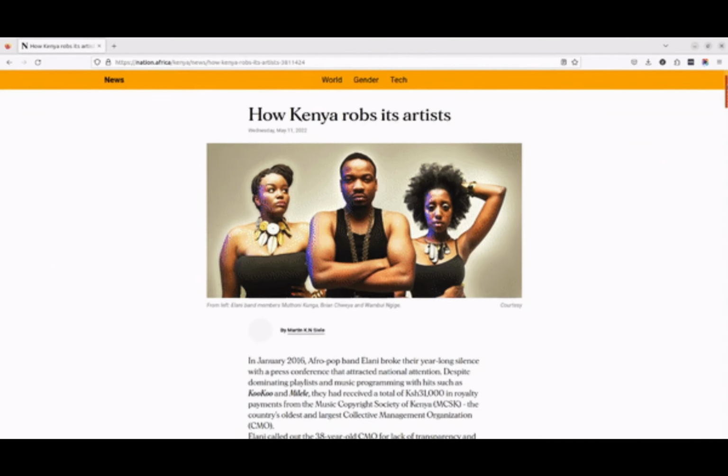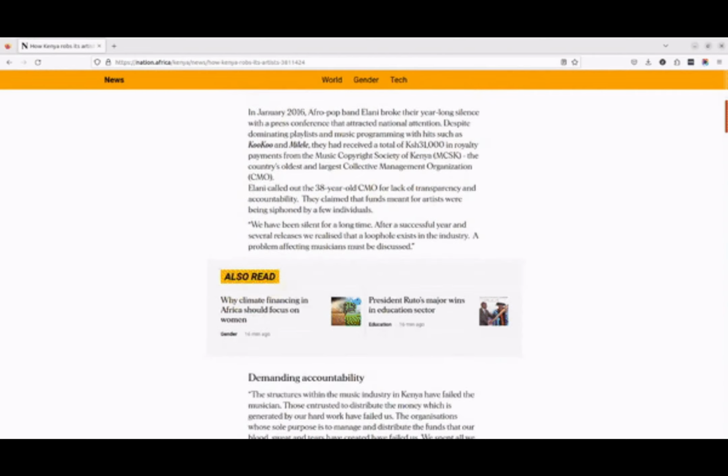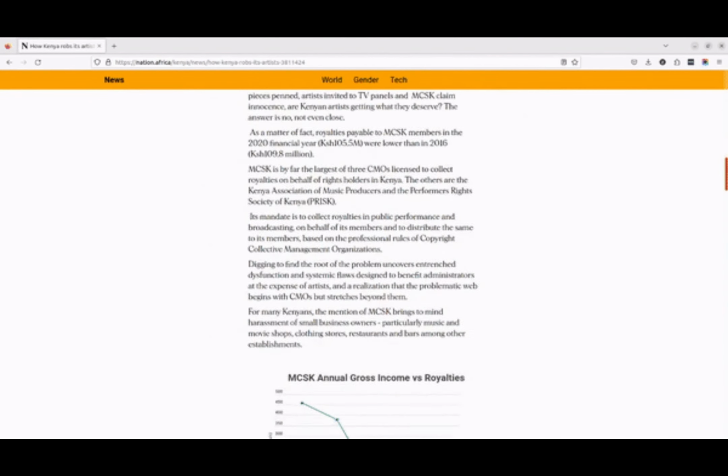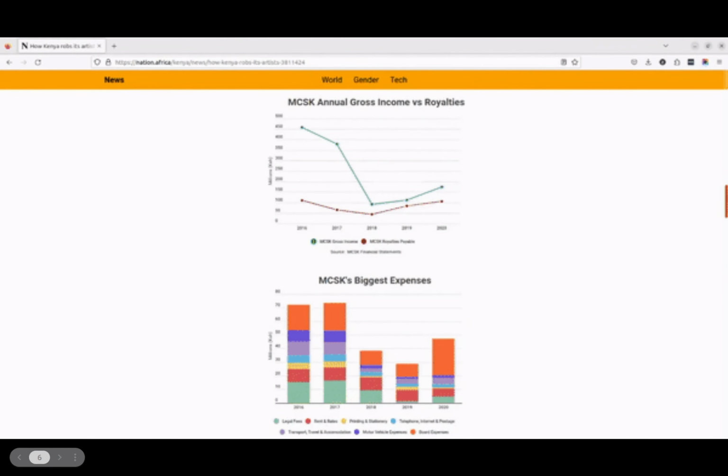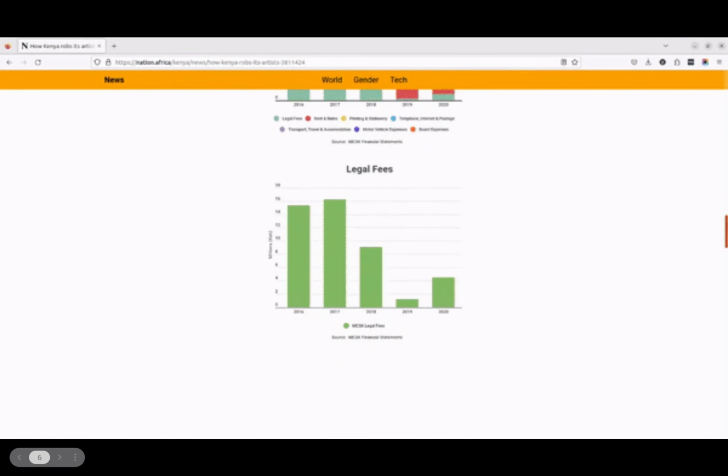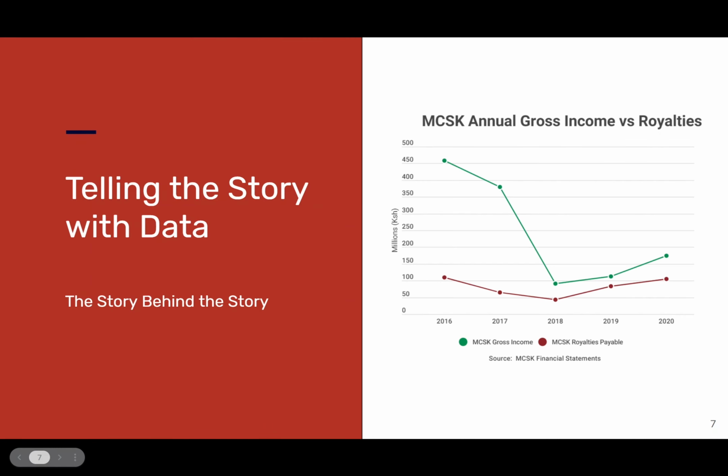Martin utilized data to highlight the issue of lack of transparency and accountability in the collection and distribution of royalties to Kenyan artists. He showcased what MCSK, which is the Music Copyright Society of Kenya's, annual gross income was in millions against what MCSK was paying in royalties to artists between 2016 and 2020.